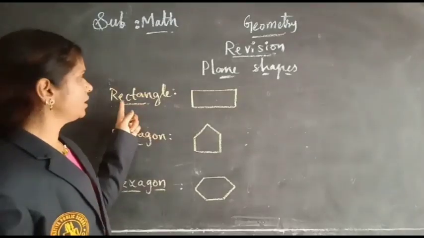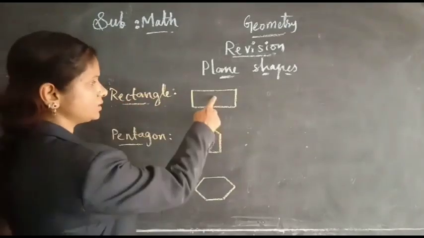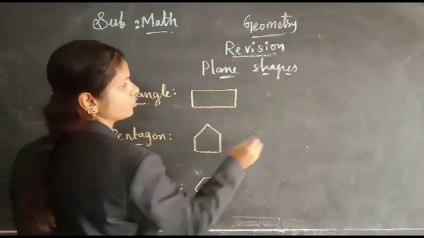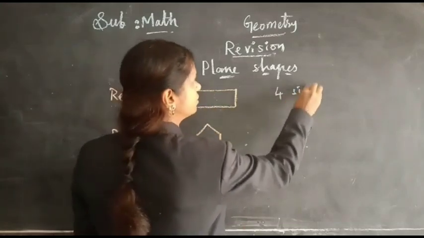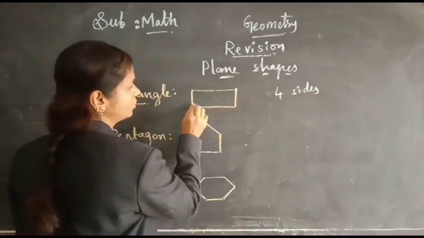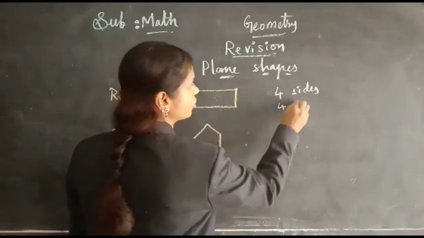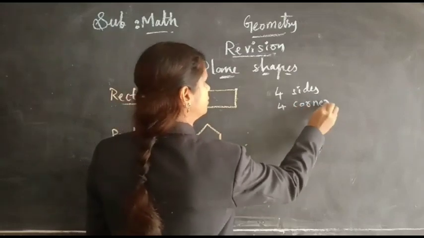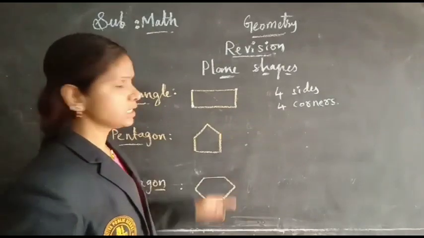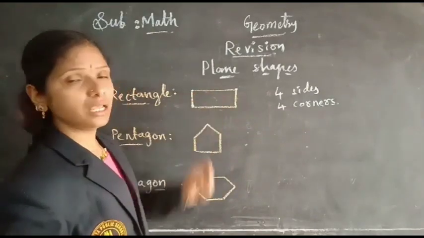Next plane shape is rectangle, children. This is the shape of a rectangle here. It has 4 sides. And let's count the corners. 1, 2, 3, 4. So 4 corners. So a rectangle has 4 sides and 4 corners and its opposite sides are equal.